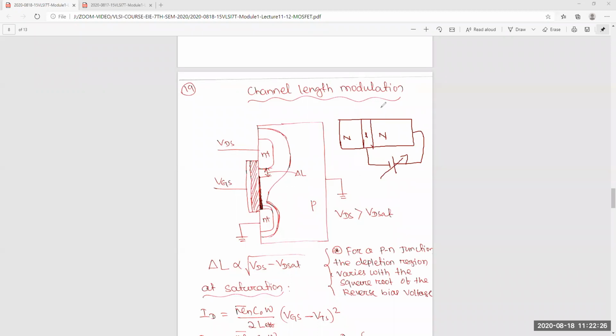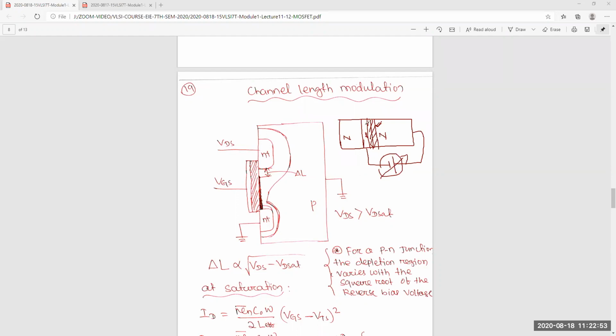And this part is actually heavily doped compared to this base. So when we increase the voltage, there will be a depletion region. Yes or no? Yes, sir. If it increases more and more, what will happen?